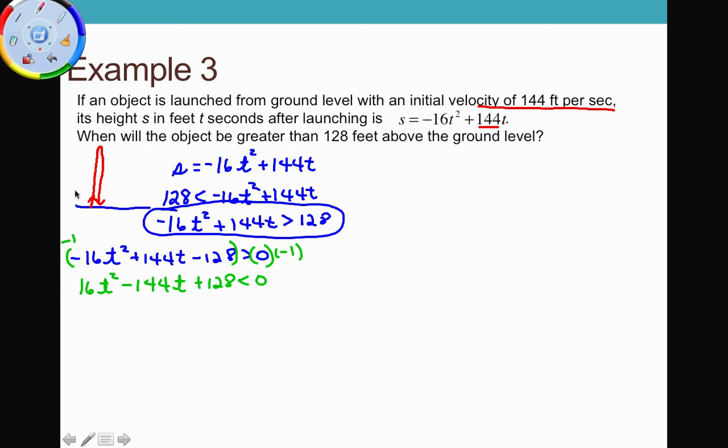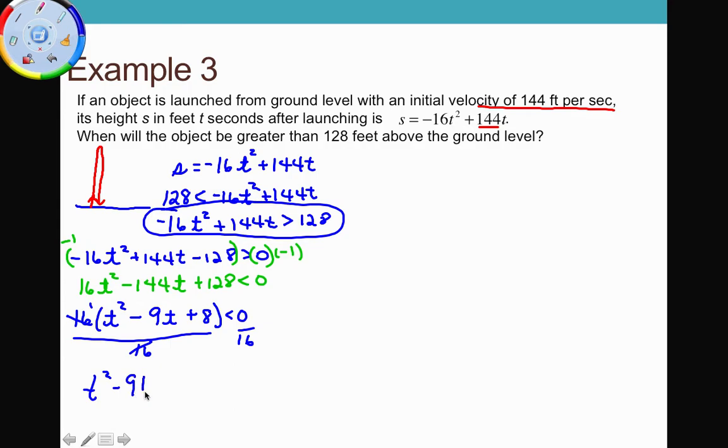Okay, the next thing I want to do now is let's work on this GCF. And 16 divides 144 9 times, and it divides 128 8 times. And I think for ease in the problem, let's divide both sides by 16. These factors divide to 1, so I have t squared minus 9t plus 8 is less than 0. Okay?